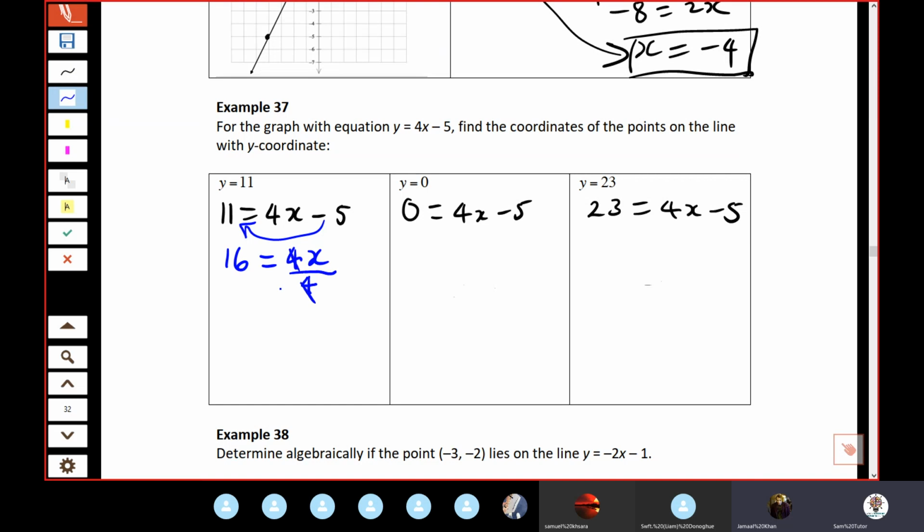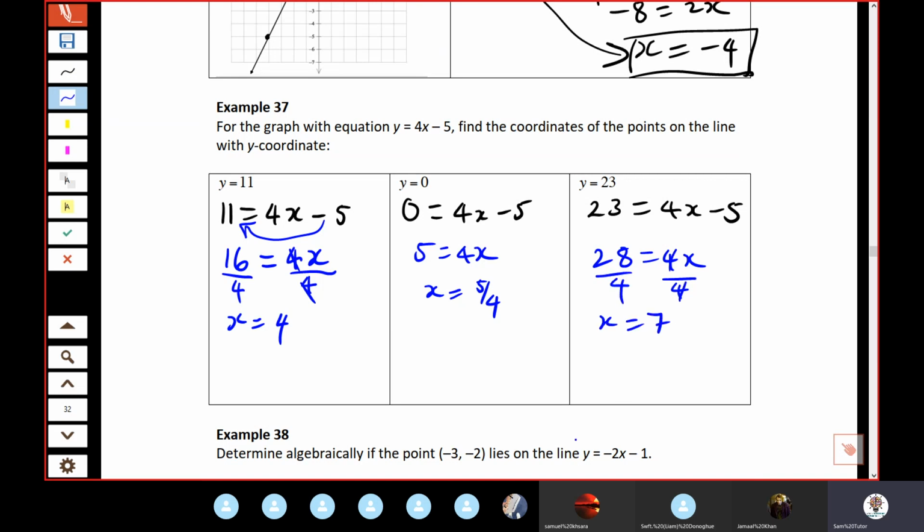And then, of course, what do you do to both sides? Same thing here, plus the 5. Divide by the 4. Does that make sense? Yeah. Okay, good. Anybody else?